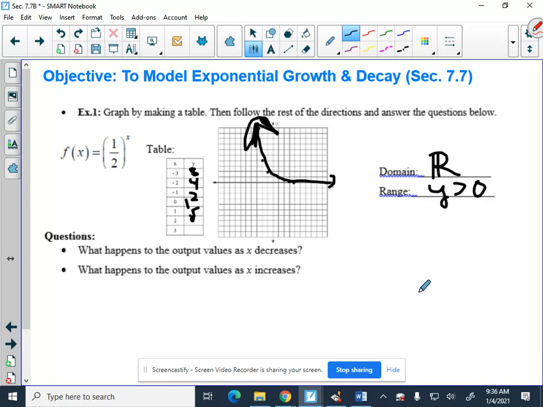What happens to the output as the value of x decreases? If x decreases, if x gets smaller, the output, or y, gets bigger. When x gets smaller, if I go this way, the y's are getting bigger. But if x increases, then the y gets what? Smaller. We saw as we went to the right, everything got lower and lower. It got closer and closer. Now, this brings up an idea here of what we call an asymptote. We aren't going to talk about this.